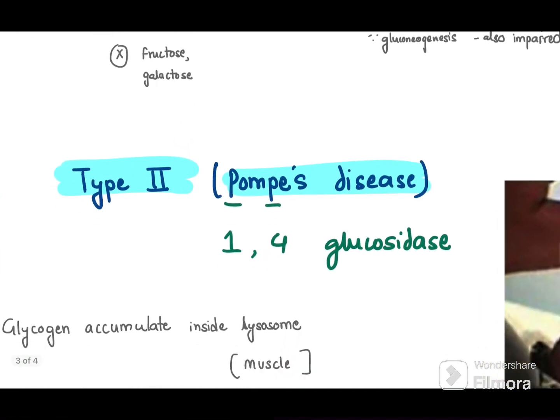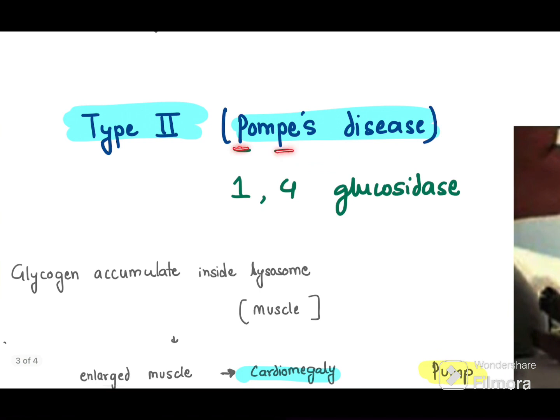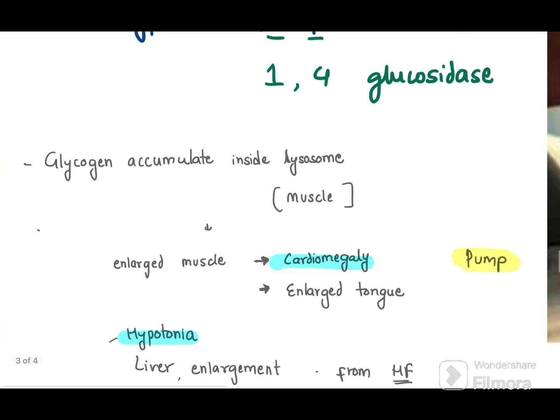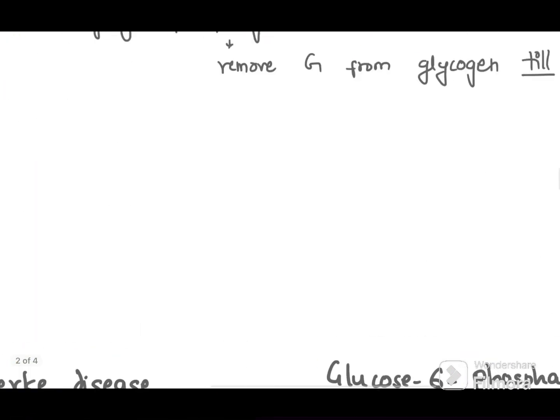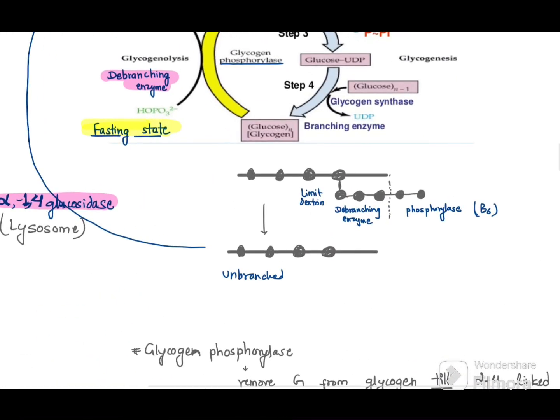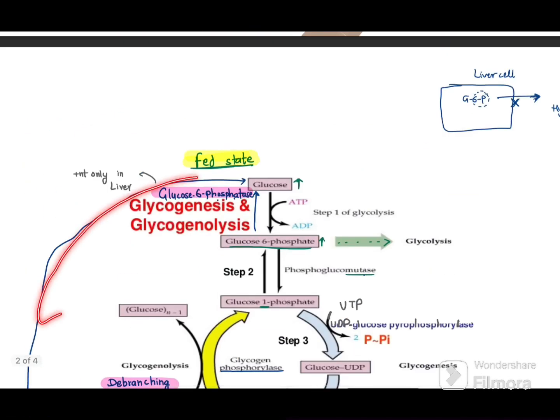Now type 2, or Pompe disease. P for Pompe, and the 1,4-glucosidase enzyme is deficient. It is a lysosomal enzyme present in the muscle, right, which breaks down the unbranched glycogen chain directly to glucose, right? We have discussed here that this unbranched glycogen chain is acted upon by alpha 1,4-glucosidase present in the lysosome of the muscle, directly forming glucose, bypassing all these steps.